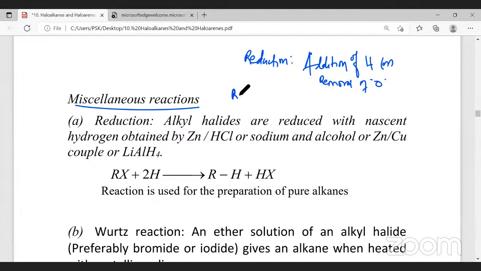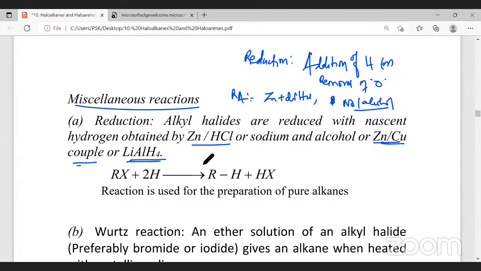Now, what are the reducing agents? Zinc in dilute HCl, sodium in alcohol, zinc copper couple, or lithium aluminum hydride. All these will give nascent hydrogen.